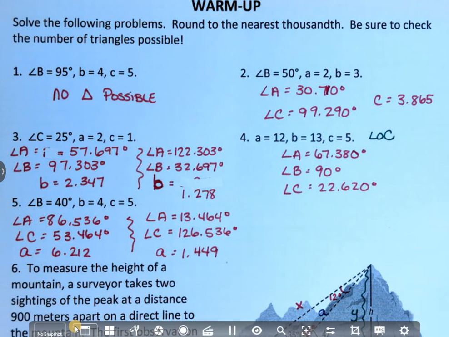So 1, 2, 3, and 5 were all law of sines problems because in each of those you had an angle side pair. Number 4 was a law of cosines problem because you did not. That's the way you should sit down and approach those problems: ask yourself immediately, do I have an angle side pair? If you do, it's law of sines. If you don't, it's law of cosines.